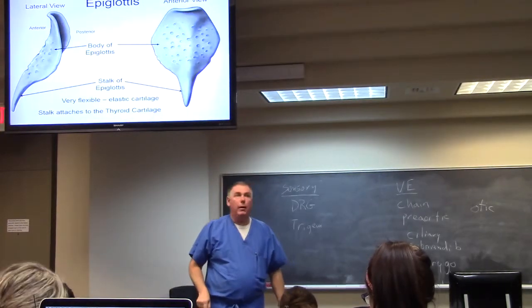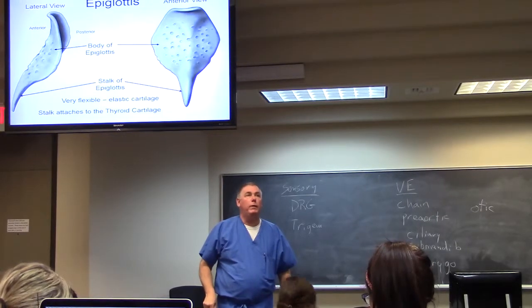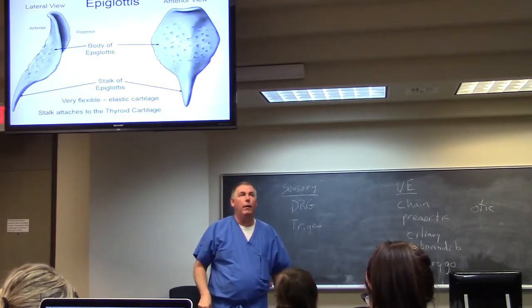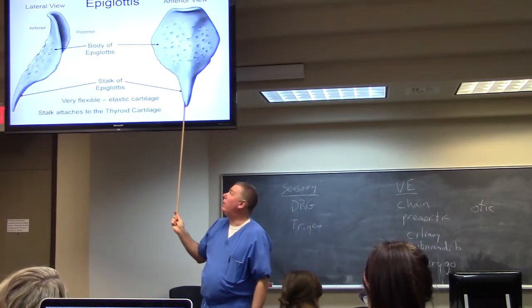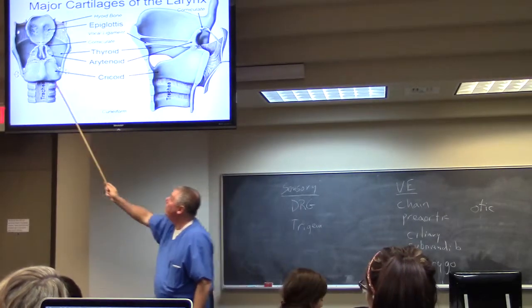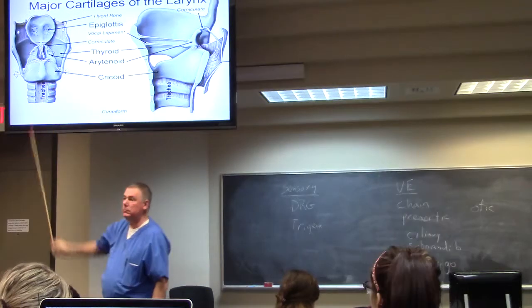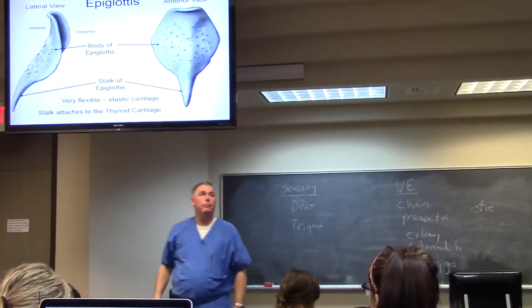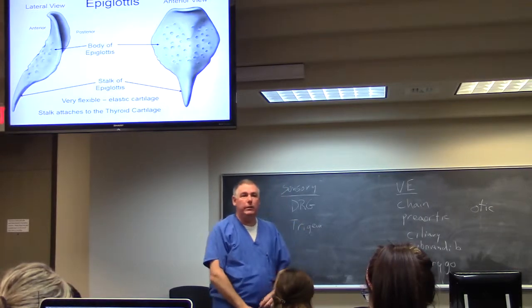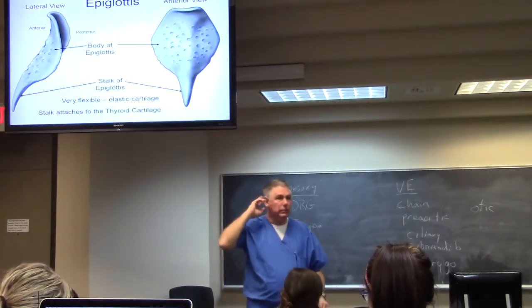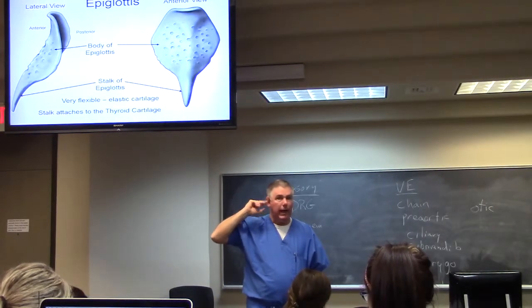If you look at the epiglottis, it's a ridiculous looking structure that inserts into the thyroid cartilage. It's one of the few places where you have elastic cartilage. The epiglottis and the pinna are elastic cartilage.